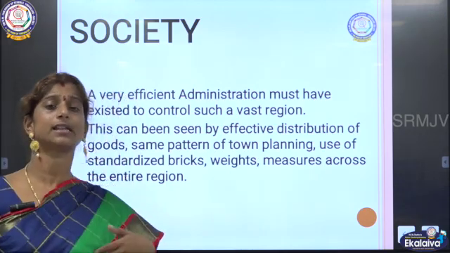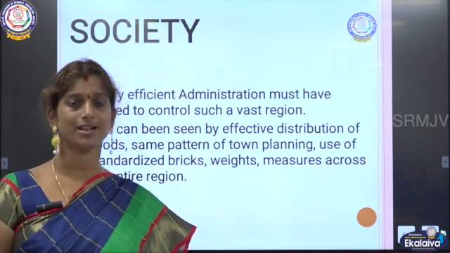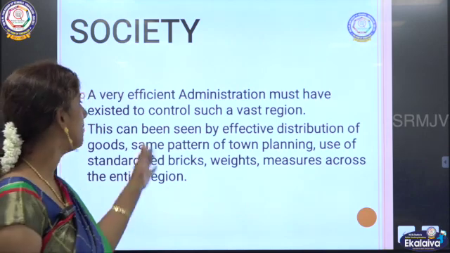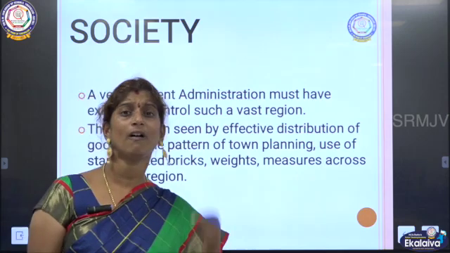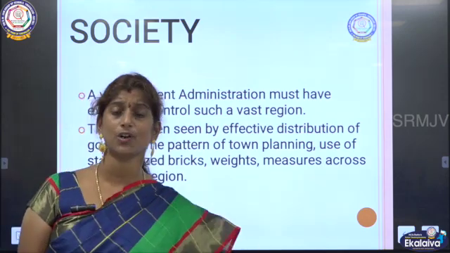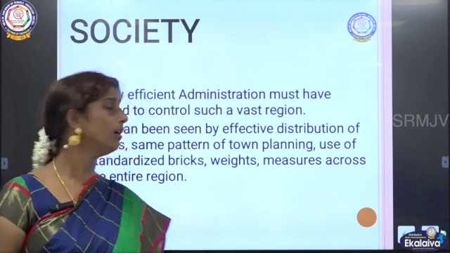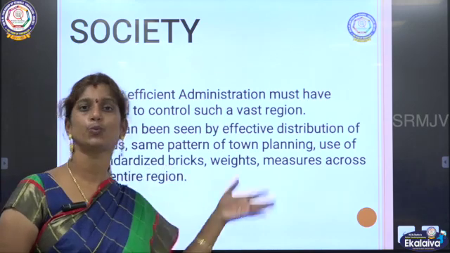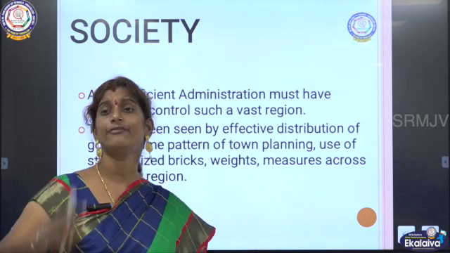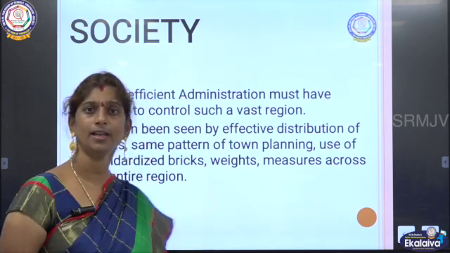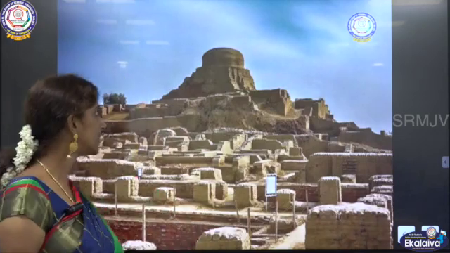After all the excavations that had been done throughout the zone of Harappan civilization, we come to a conclusion that the effective distribution of goods was there. We call this an efficient administration because the entire Harappan civilization maintained the same pattern of buildings, the same pattern of bricks, weights and measures. Everything they used from one place to another remains the same in Harappan civilization. That is why we say that it has a very efficient administration.